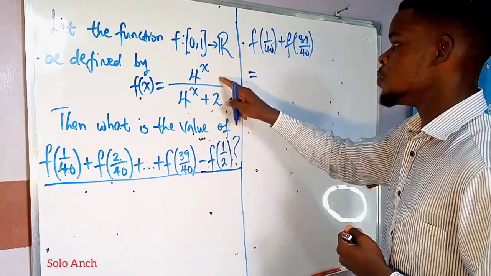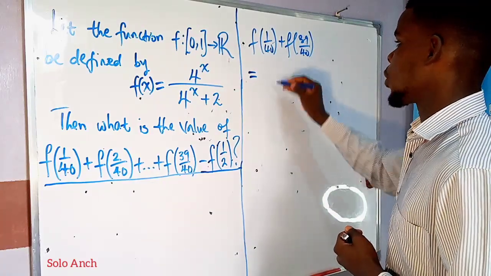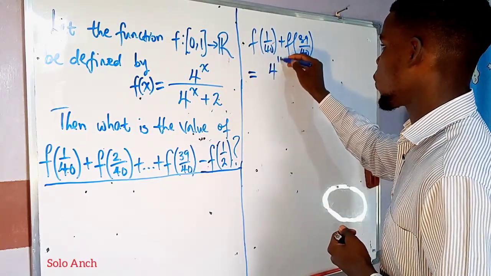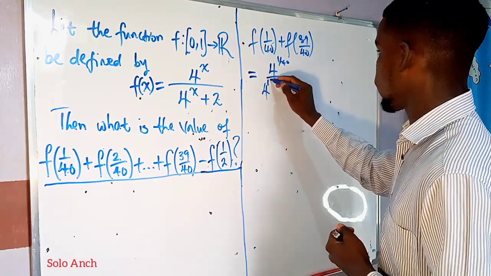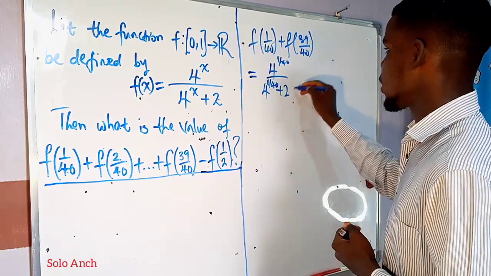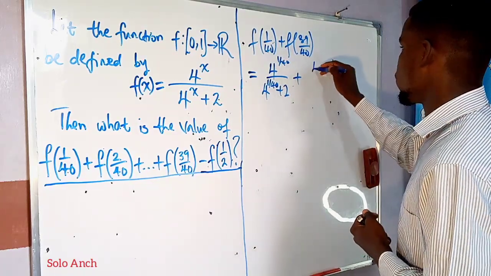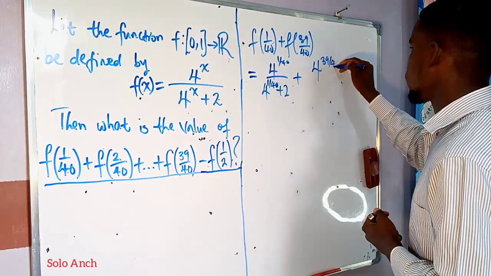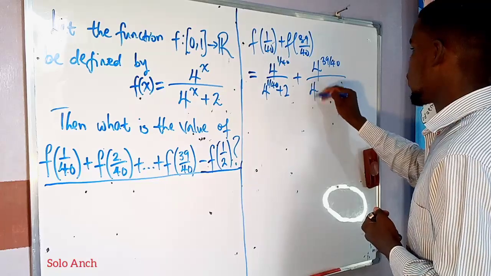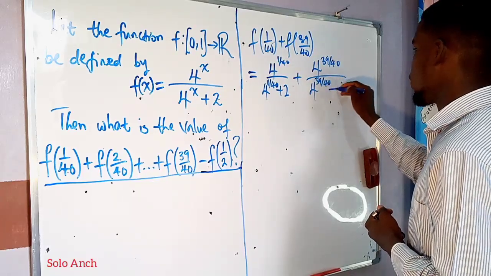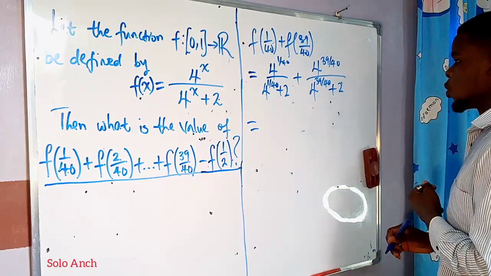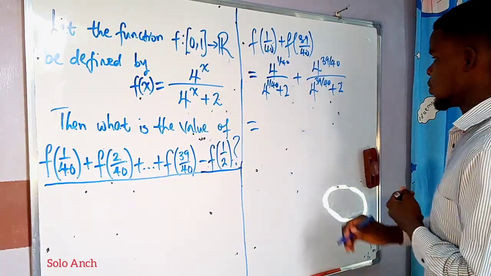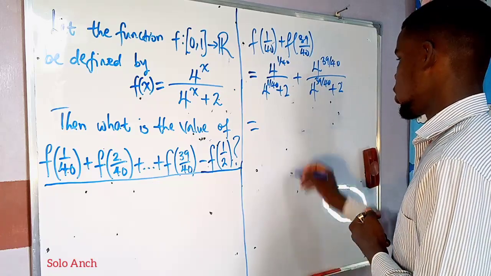Let's see what that will give us using the definition of the function. So we are going to have 4 raised to the power of 1 over 40, divided by 4 raised to the power of 1 over 40 plus 2, and then plus this other term, which will be 4 raised to the power of 39 over 40 divided by 4 raised to the power of 39 over 40 plus 2. So let's add these two fractions and see what we have. And then we take the common denominator.